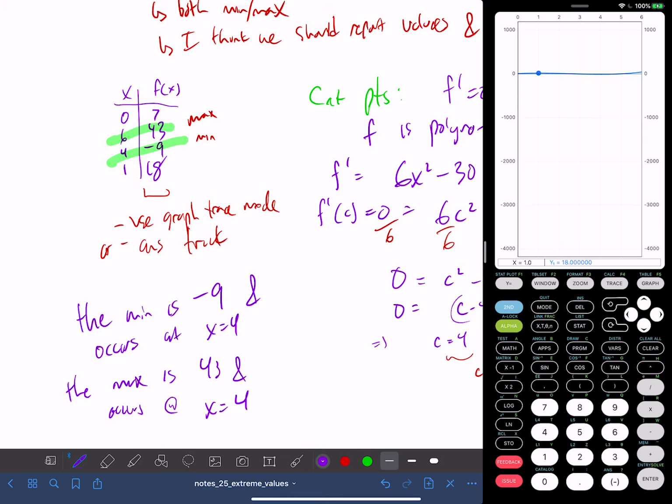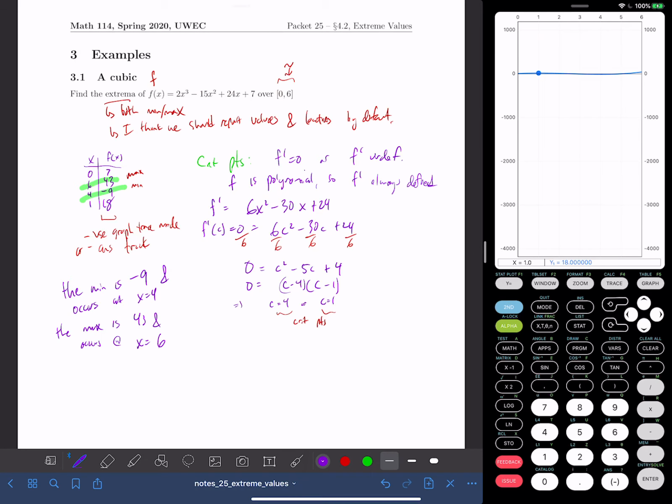No, wait. Which one of these is wrong? The most recent one is. Boop. 6. Sweet. That was pretty good. Let's do the next one.